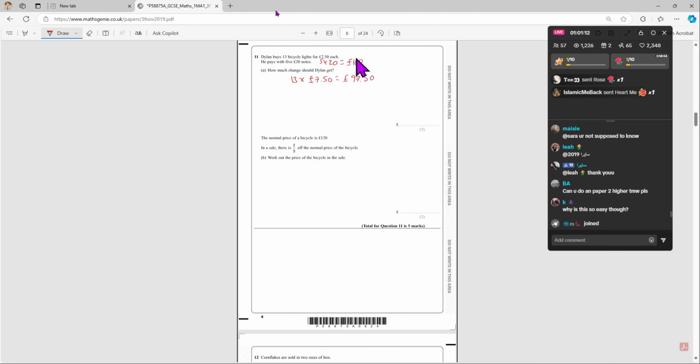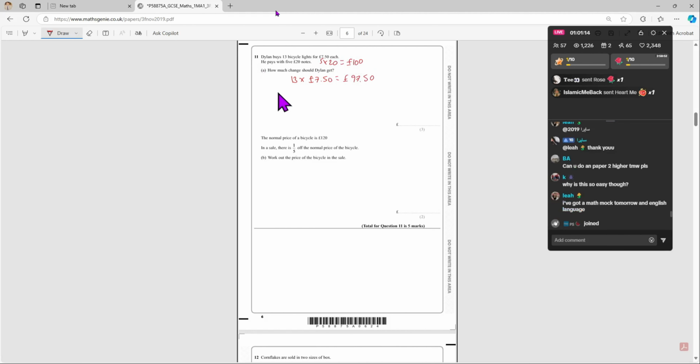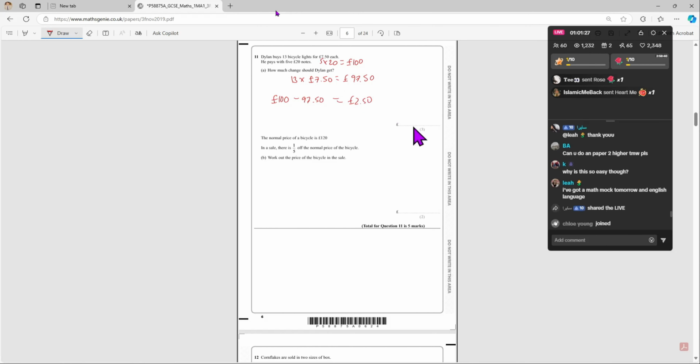Now we need to work out the change. So we're going to do £100 minus £97.50, which is equal to £2.50 change, and that is going to be Dylan's change. £2.50.